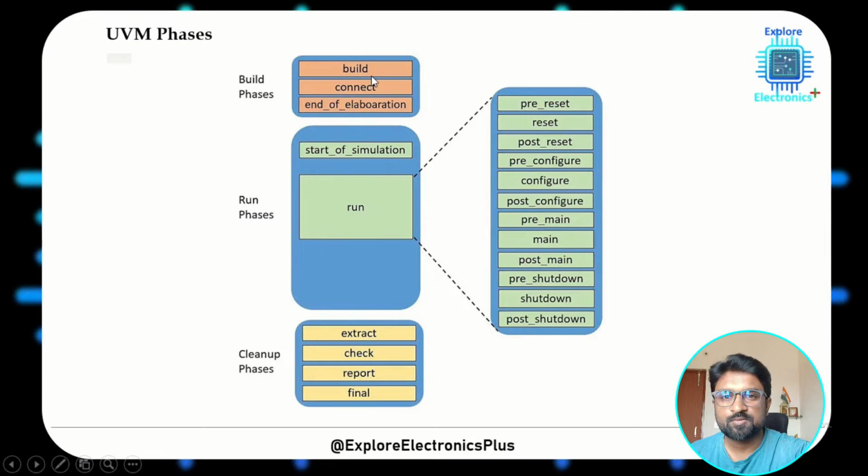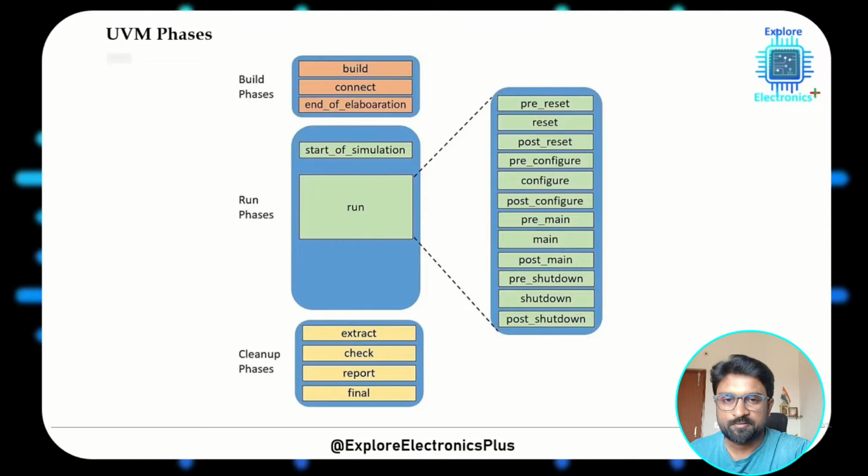The build phase is going to build the lower components of the testbench one after the other. The connect phase is going to connect those. We are going to write the connections in the testbench in the connect phase, where the connections are going to be established. End of elaboration means we have made the connections and they are correct. Now it is ready to generate the UVM hierarchy or the UVM tree.